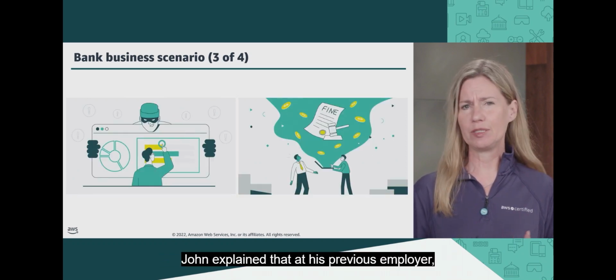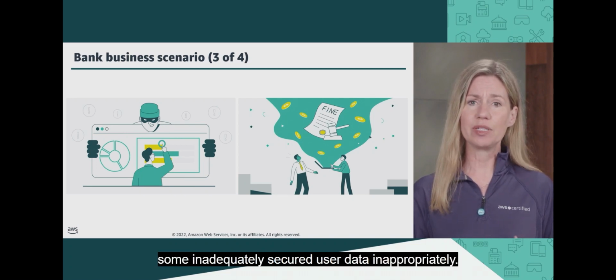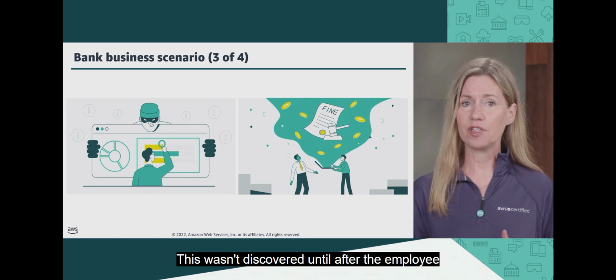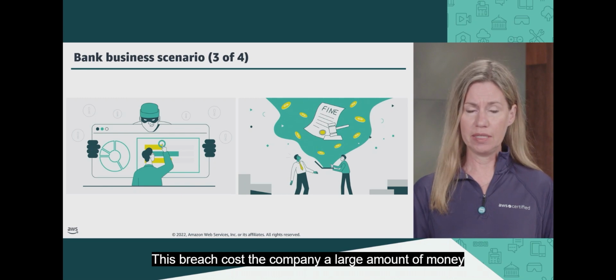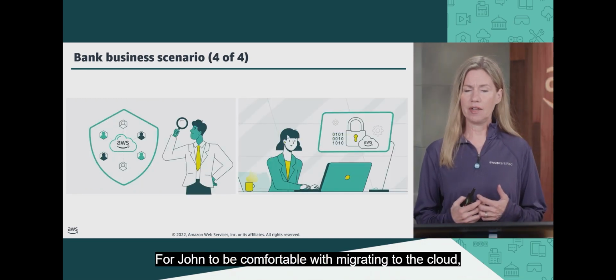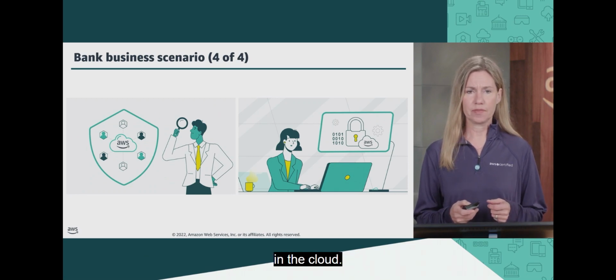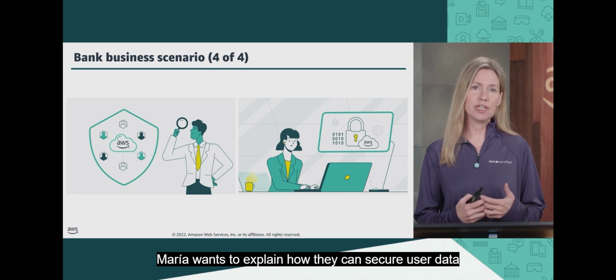John explained that at his previous employer, a disgruntled employee had accessed some inadequately secured user data inappropriately. This wasn't discovered until after the employee had left the company. This breach cost the company a large amount of money in fines and settlements. For John to be comfortable with migrating to the cloud, he needs to understand how user data would be protected in the cloud. For their next meeting, Maria wants to explain how they can secure user data that's stored in the cloud.